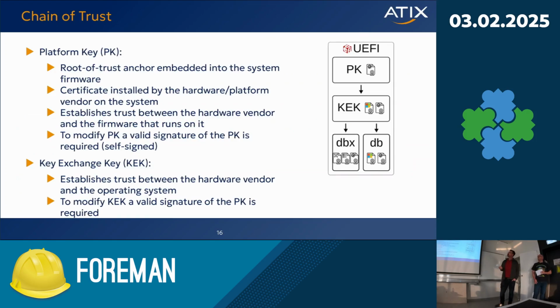How does it work? First of all, you have your UEFI firmware, and you have this platform key, or in short PK. So this is basically the root of trust. It's a self-signed certificate, and this is issued by the actual hardware vendor, and this is embedded in the system, for example, on your mainboard. And this establishes the trust between the hardware vendor and the actual firmware which is running on it.